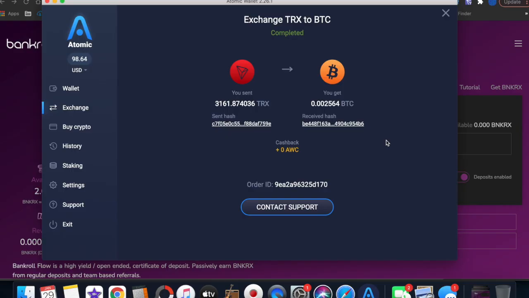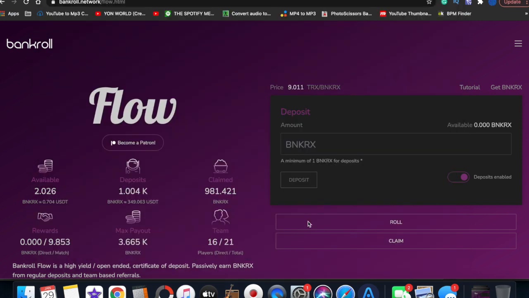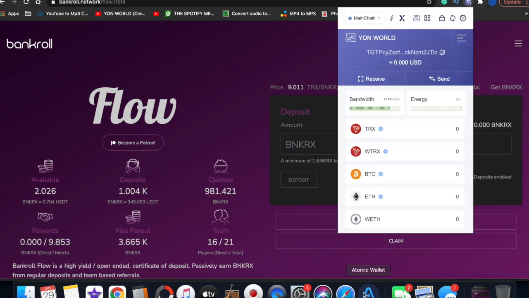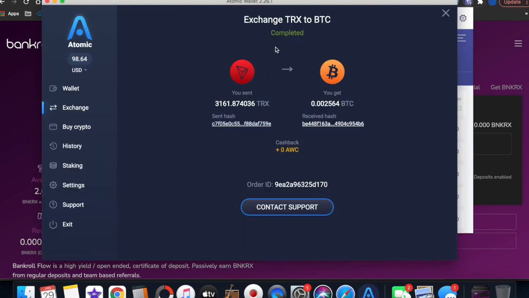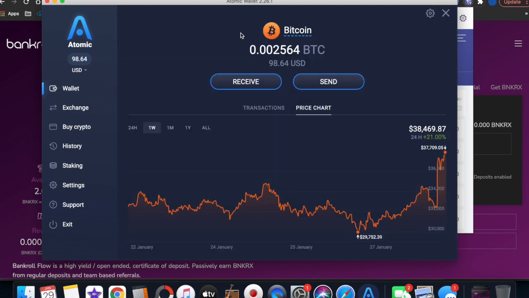A few moments later. Alright, so our TRX completed the transfer to Bitcoin. As y'all can see, the TRX we sent from Bankroll Flow, right? We sent it from the TronLink Wallet to our Atomic Wallet, right? Then we transferred the TRON to Bitcoin, right? This is the process. Now, when you go to the wallet, you will see that I have the available balance in Bitcoin. I have $98 available in Bitcoin right now.